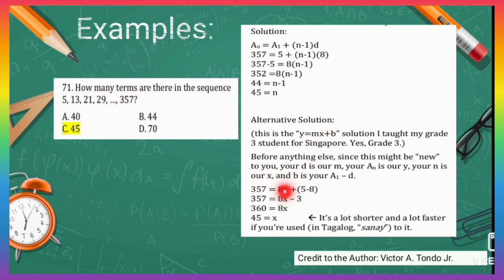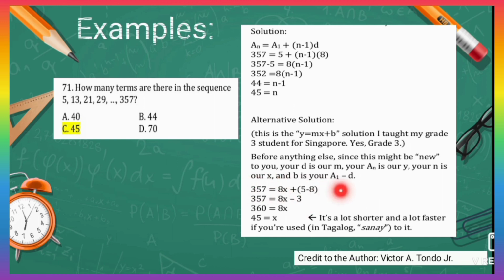Then, copy the x kasi si x ay n, which is si n yung hinahanap natin kung ilang terms itong si 357. So, si x natin ay wala, remain natin siya na x. Then, copy the sign plus. Then, si b. Paano naging b ito? Kasi yung b natin ay yung first term minus d. So, yung first term natin is 5, then minus 8, na which is yung 8 natin ay yung common difference.